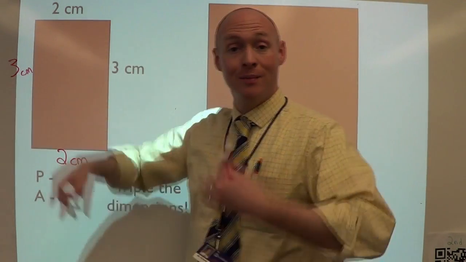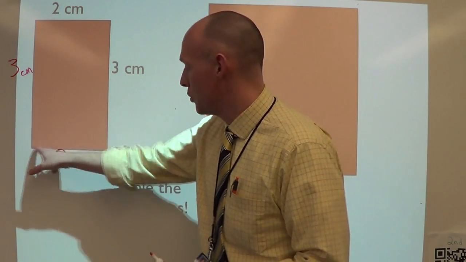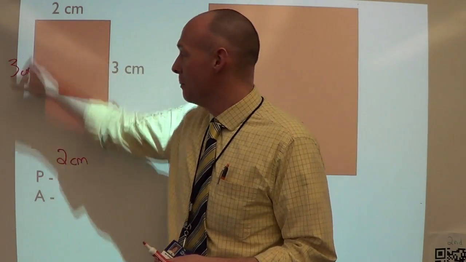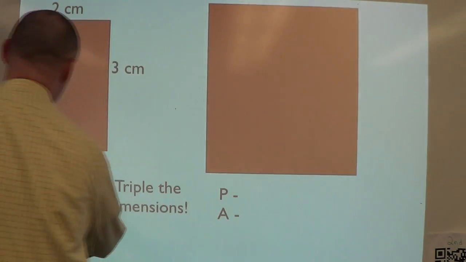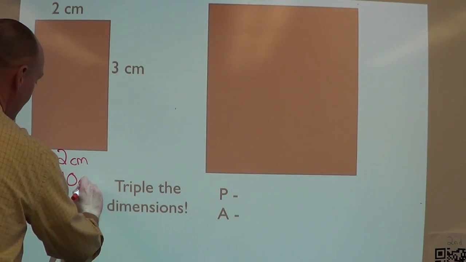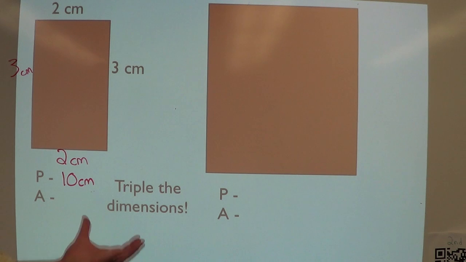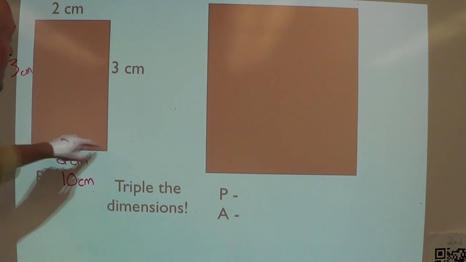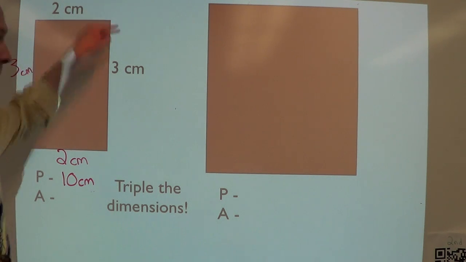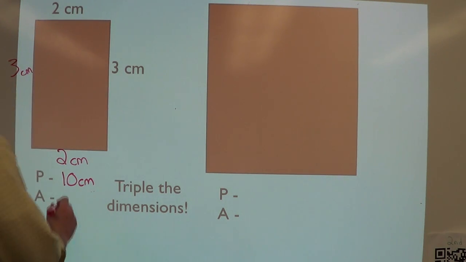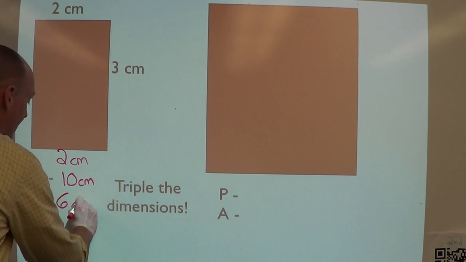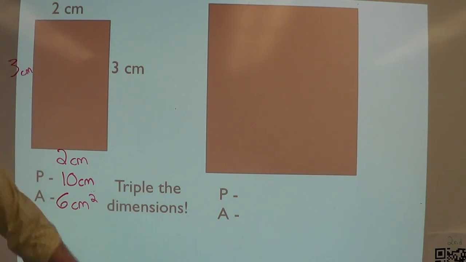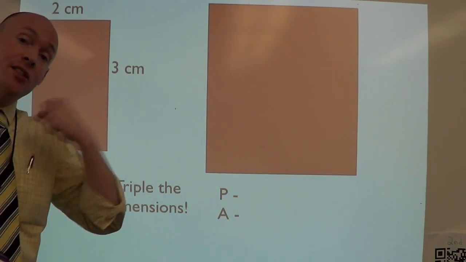To find the perimeter, just add all the sides. 2 plus 3 is 5, plus 2 is 7, plus 3 is 10. So my perimeter is 10 centimeters. Okay, now let's talk about area. Area is base times height. 2 times 3 is 6 centimeters squared. Okay, simple enough. But we're going to change the dimensions.